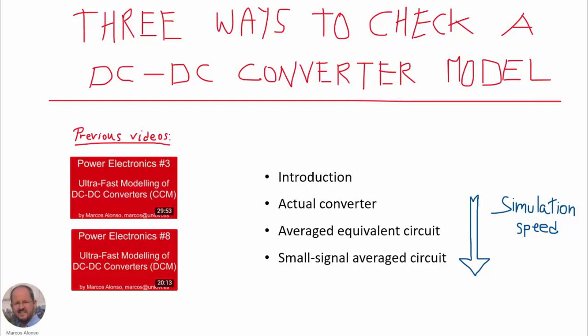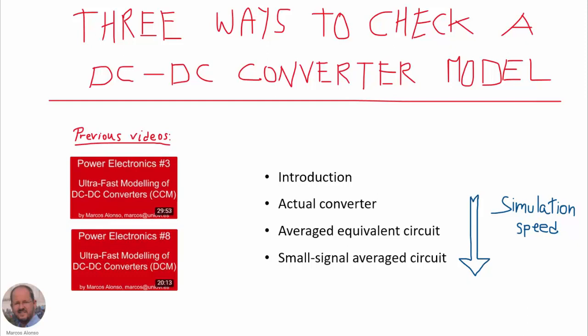In this video we are going to see 3 ways to check a DC-DC converter model by simulation. In previous videos we have seen how to model DC-DC converters in continuous conduction mode in video Power Electronics number 3 and in discontinuous conduction mode in the video Power Electronics number 8.